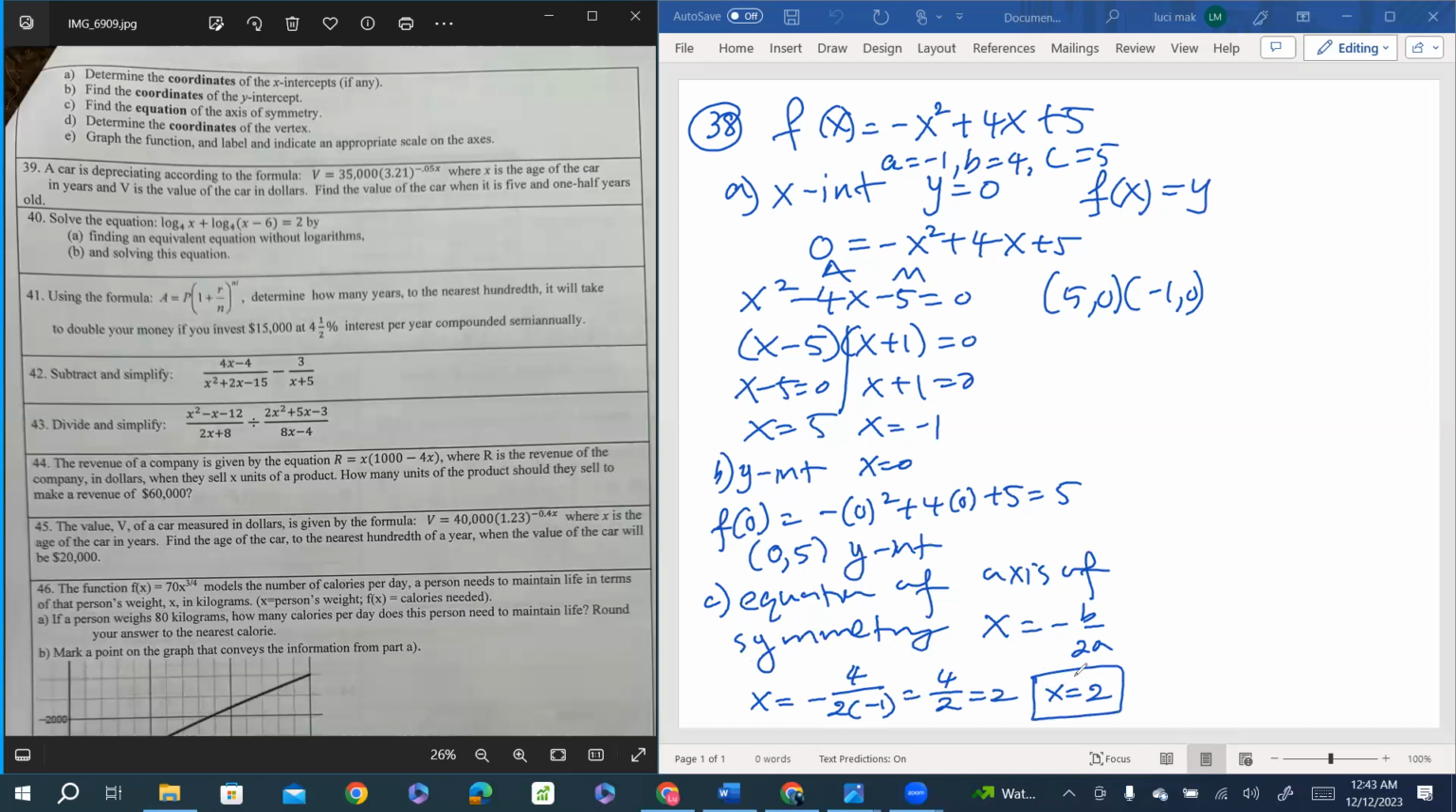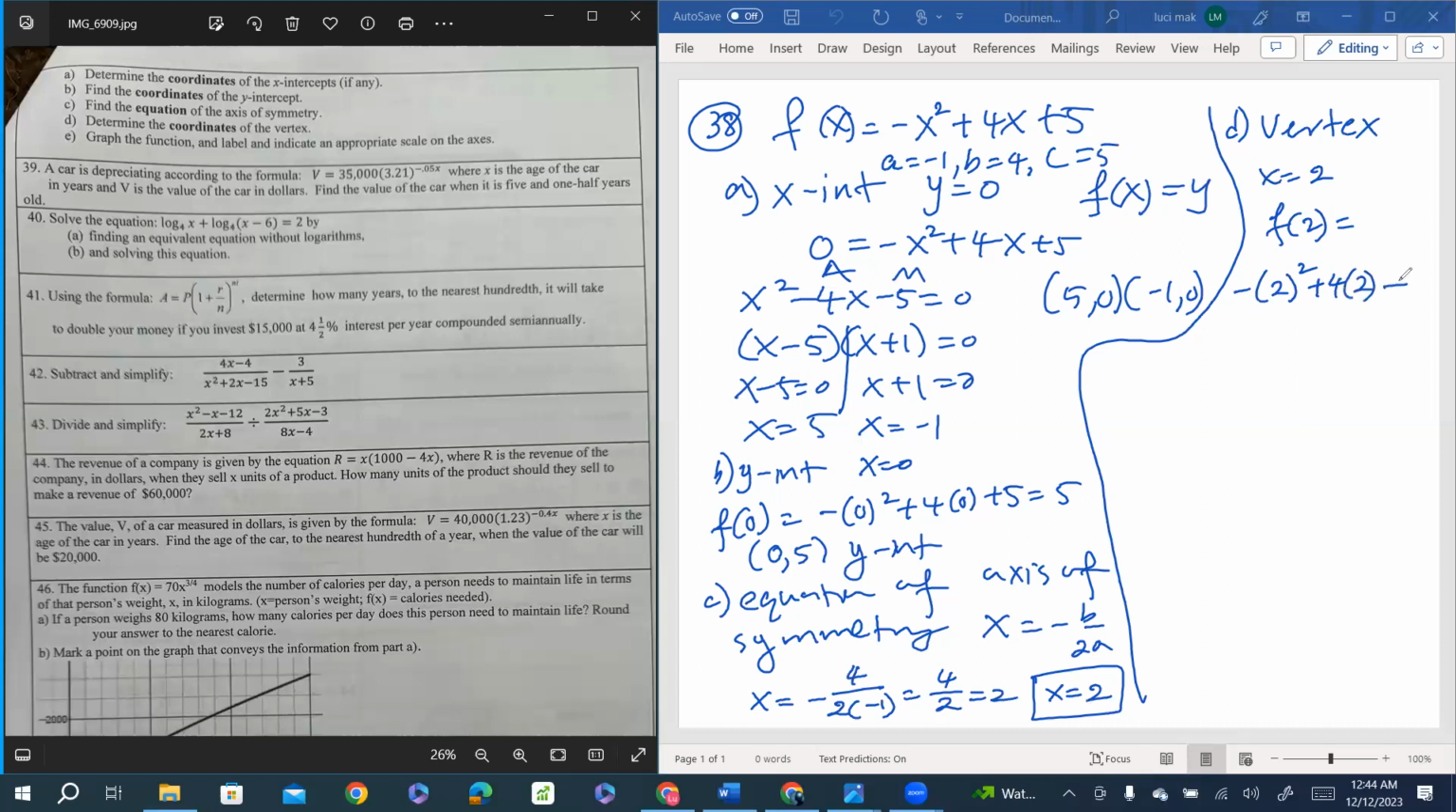And then determine the coordinate of the vertex. So we got the x value. For D, for the vertex, we need to substitute the x value 2 into the function. So f of 2 equals negative 2 squared plus 4 times 2 plus 5. So we get negative 4 plus 8 plus 5. That's, I believe, 9. So 2 comma 9 is the vertex.